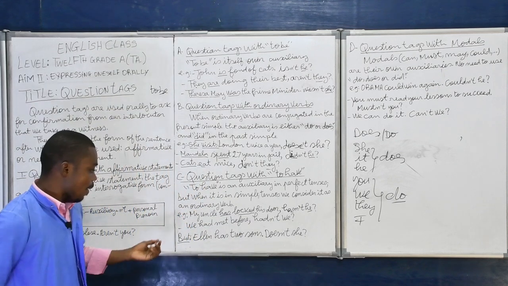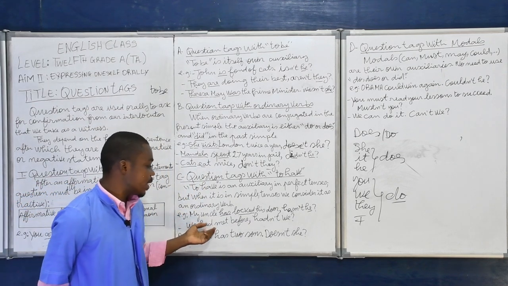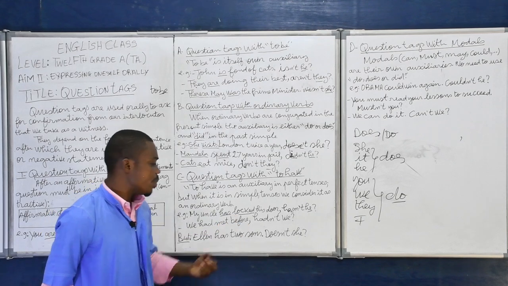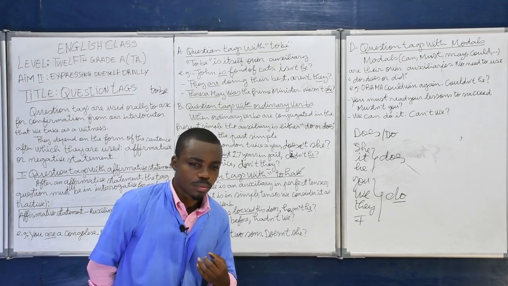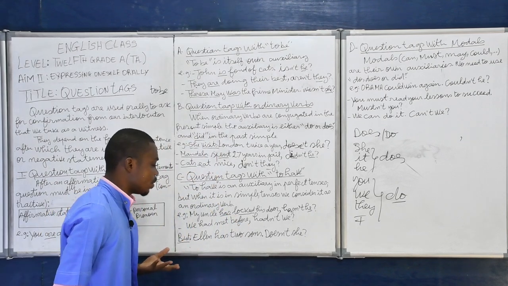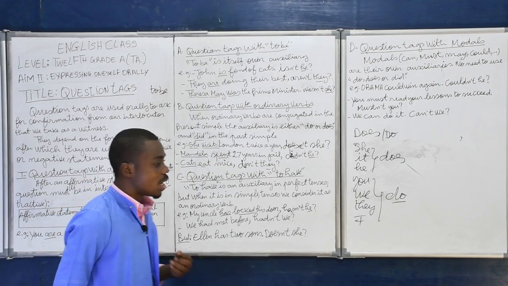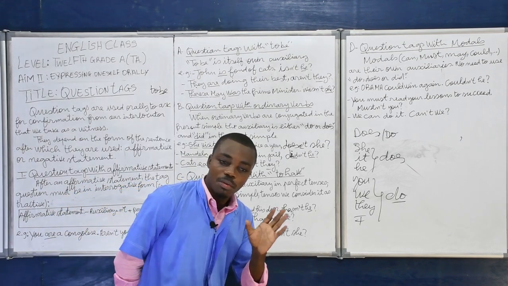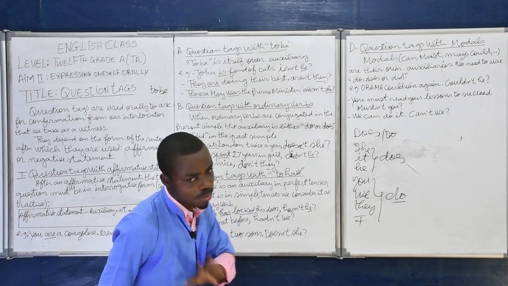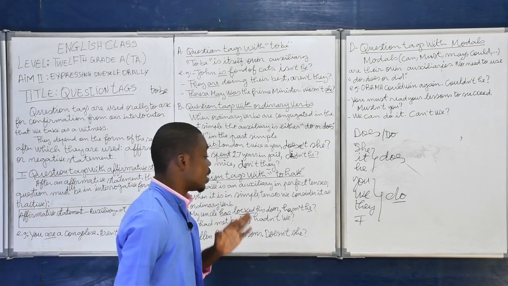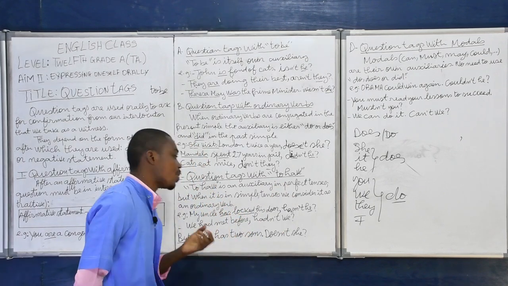The sentence is, we had met before. Nous nous sommes rencontrés avant. How to say, n'est-ce pas? L'avantage en français, c'est qu'on dit n'est-ce pas partout, but in English, it depends upon the tense of the verb.